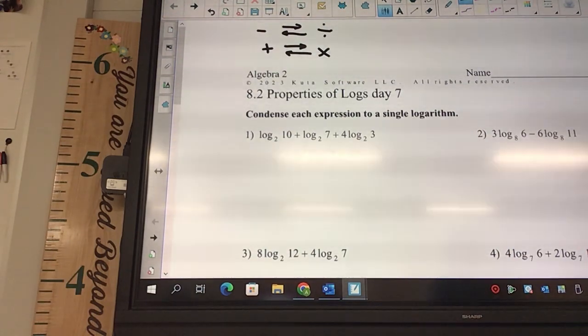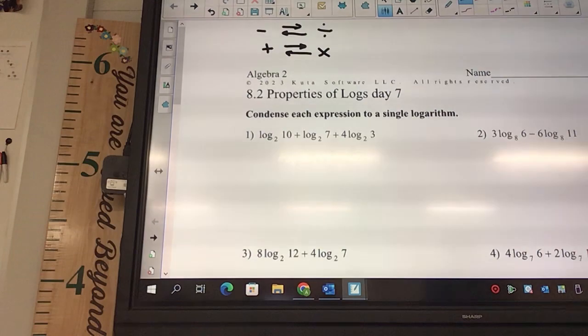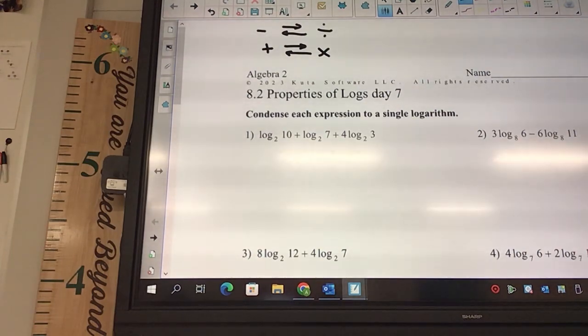That's good on two. Okay, the next one. Okay, if there's no number, it's a 10. Okay, but what's the rule we learned yesterday?